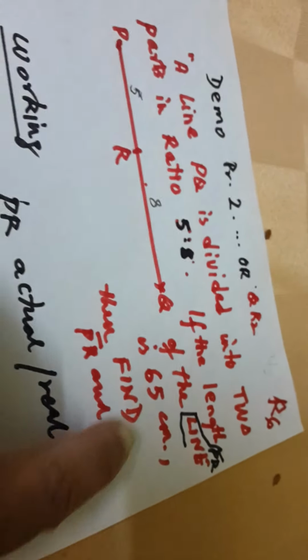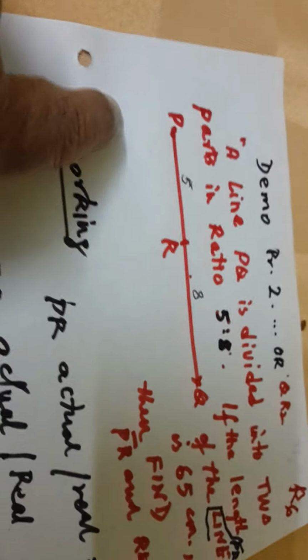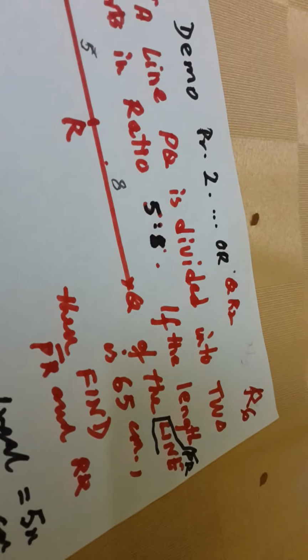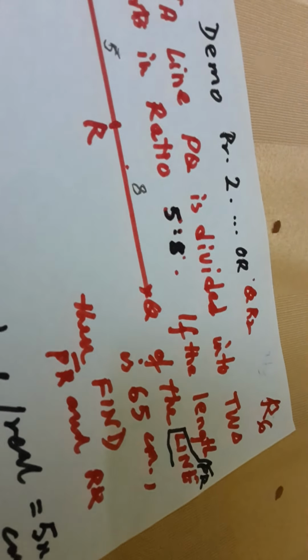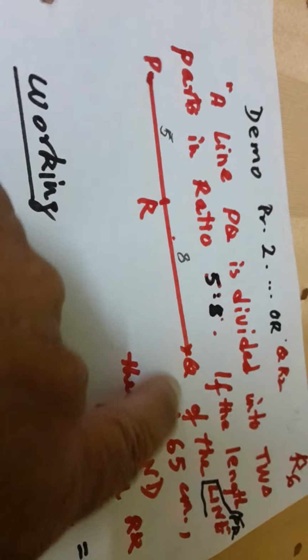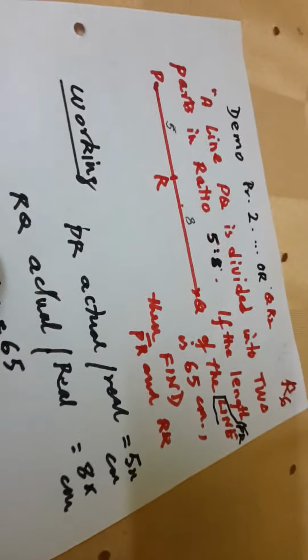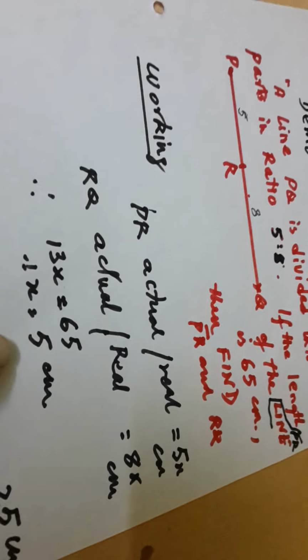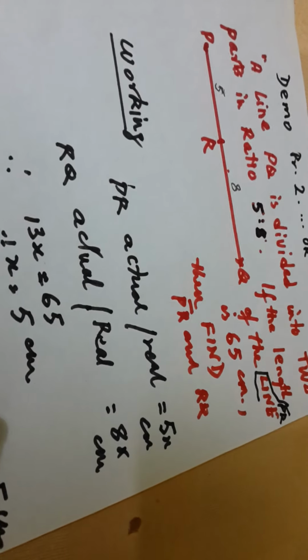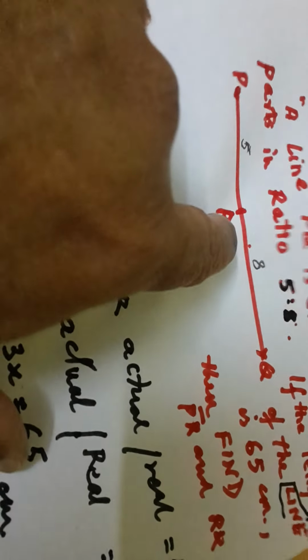Now this is another hint. That means they're giving you an actual value. So PQ is an actual value, 65 centimeters. So that's the real value, which means it's the real value of PR plus the real value of RQ. So PR's actual value is 5x, RQ's actual value is 8x. So 13x is the sum of the real values, giving you the real length of PQ. So 13x is 65, x is 5.